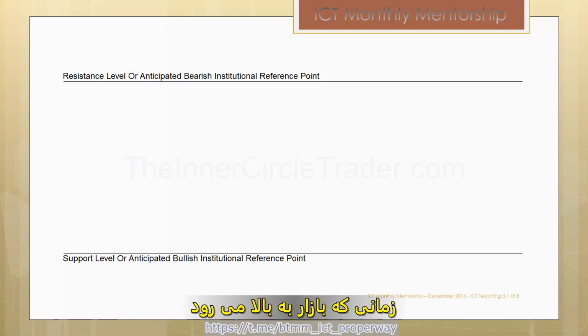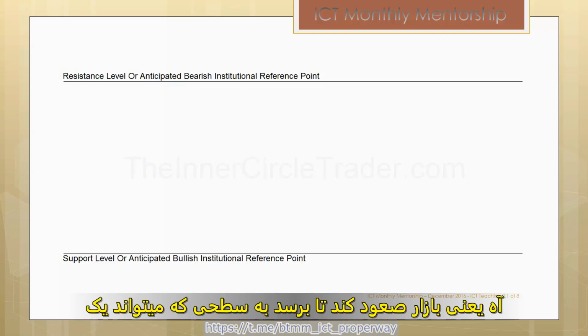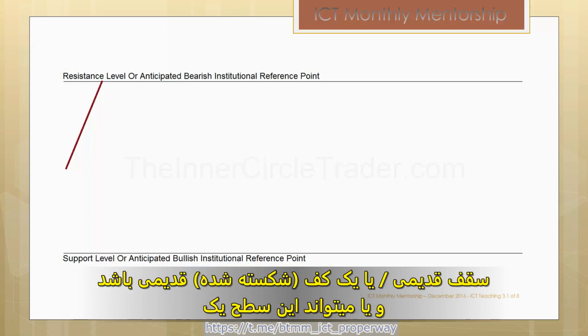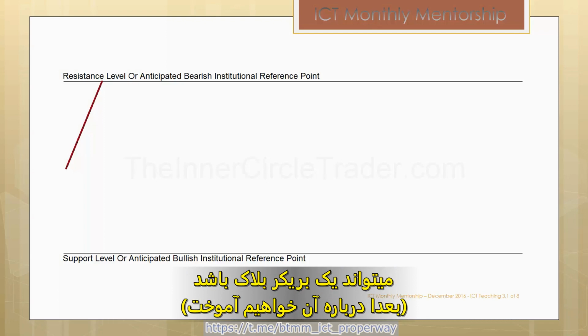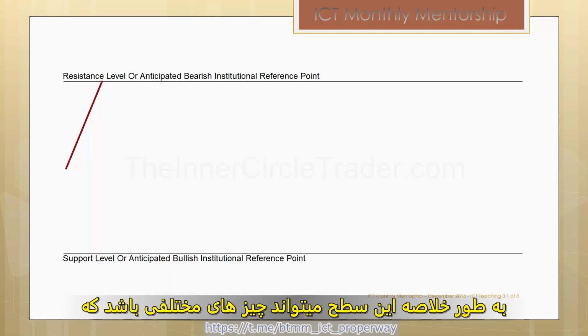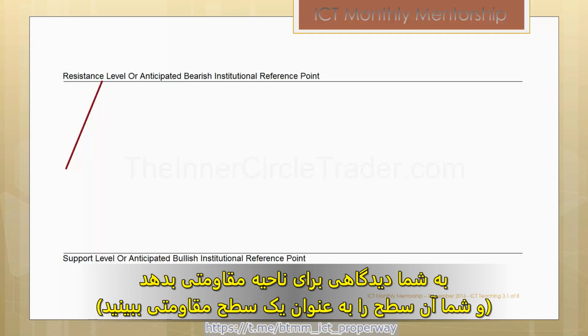When we're looking at a market that is moving up into a potential bearish resistance level, the market typically will move up and move into an old high. It could be an old low. It could be a bearish order block. It could be a breaker that we'll learn more about. It could be a multitude of things that would lead your opinion into the realm of resistance.